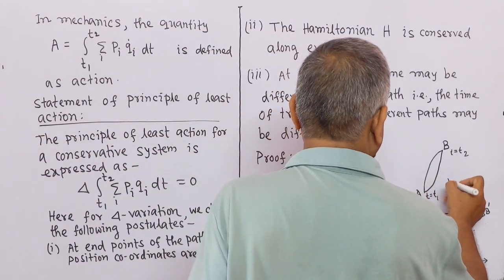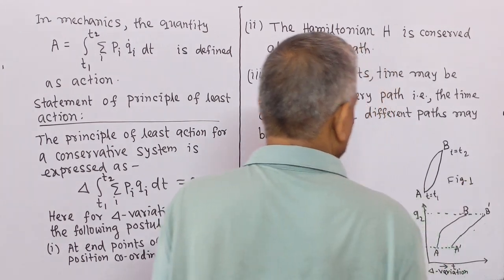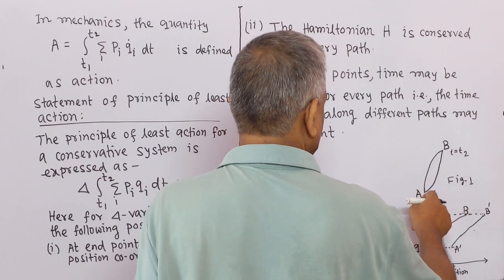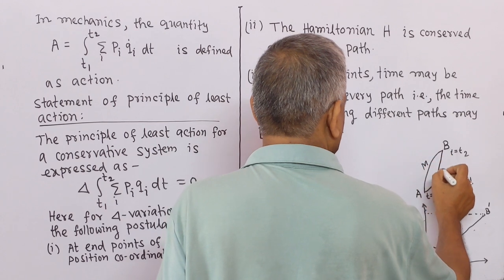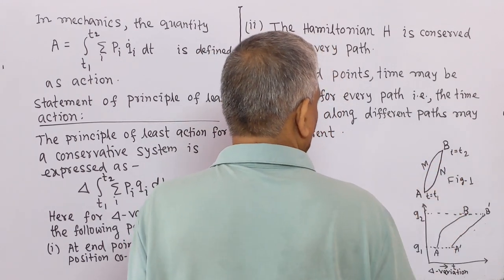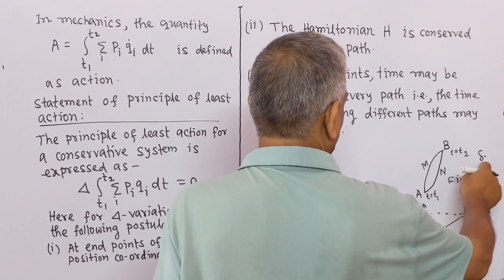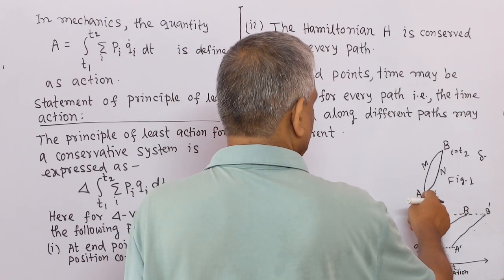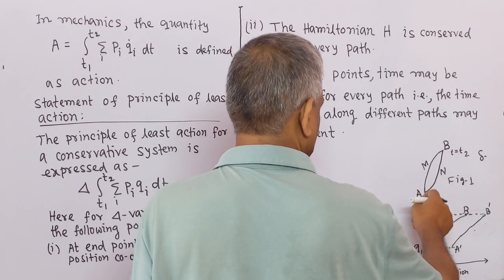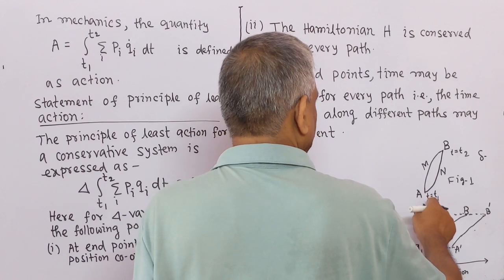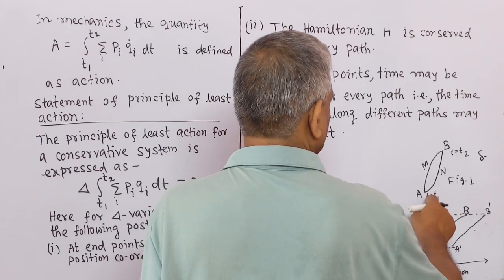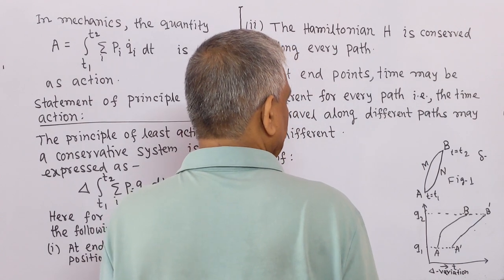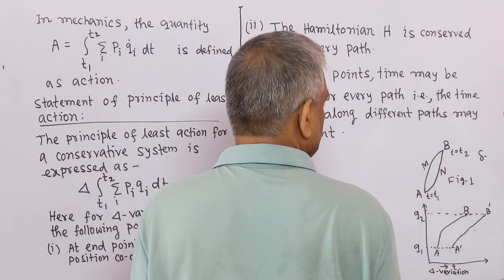Here, in figure 1, we see that the dynamical system moves from point A to B in two paths, AMB and ANB. Here, for this lowercase delta variation, we have already seen that at the endpoints A and B, the coordinates are held fixed. Also, time is fixed. Here time t equal to t1, here time equal to t2 for every path. That is, total travel time remains fixed.